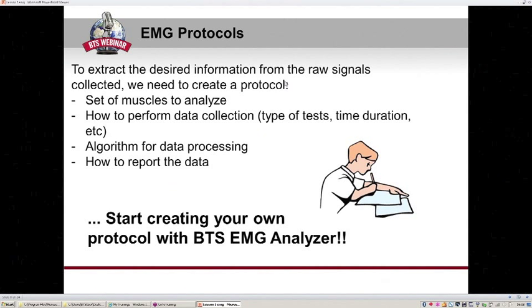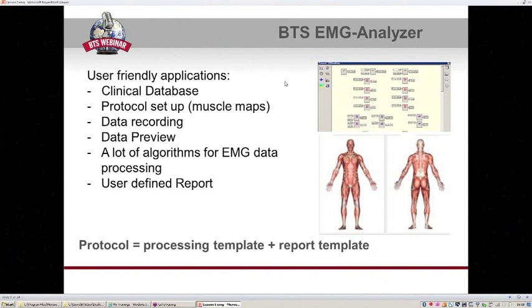All those steps can be easily done by means of the BTS EMG-Analyzer application. The EMG-Analyzer application is user-friendly software which includes a clinical database. Then there are some tools to create a protocol setup with the muscle maps from where to select the desired muscle. Within the application, it is also possible to record the data with real-time monitoring of the signal so you can check their quality during the recording.